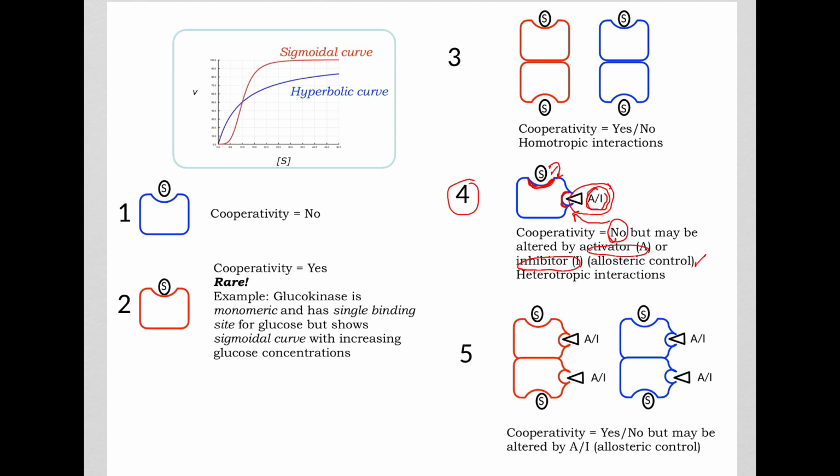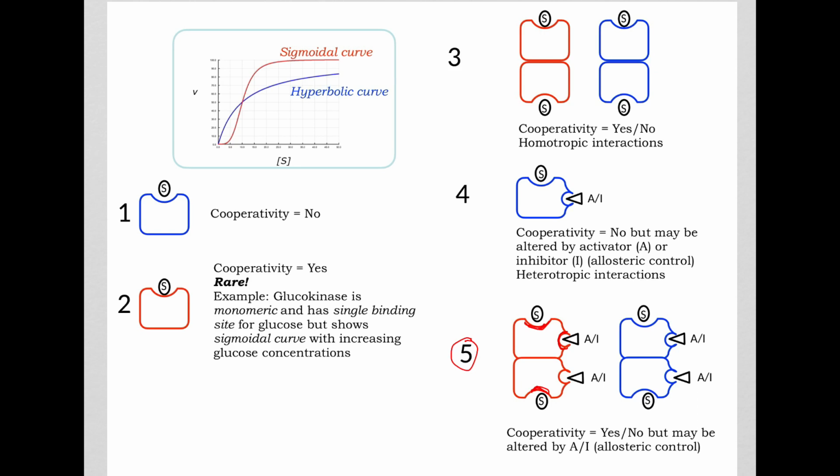So in this case, the interaction between A or I and the enzyme, and the interaction between substrate and the enzyme, these interactions are heterotropic interactions because the substrate is different from A or I. And in the last case, we once again have an enzyme with two or more binding sites, as well as binding sites for A and I.